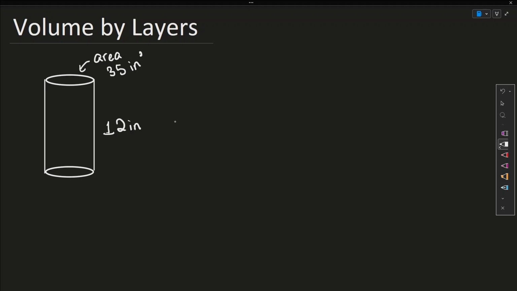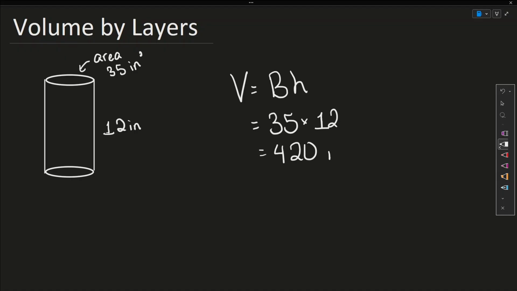For a cylinder, just like for the prism, the volume is base times height, since we can still think of this as stacking layers. The area of the base is 35 and the height is 12, which gives us 420 cubic inches. So the volume of this cylinder is 420 cubic inches.